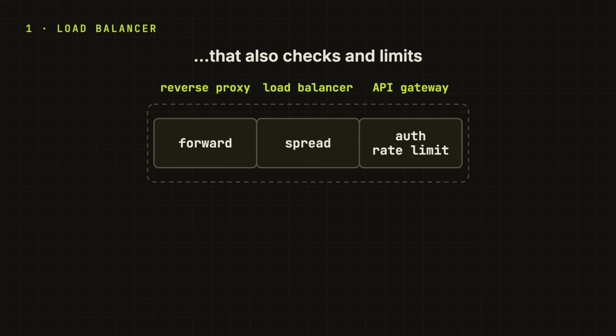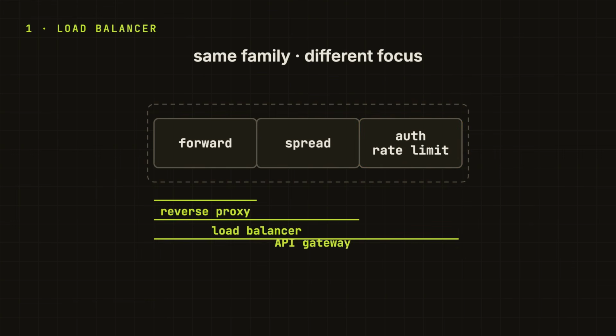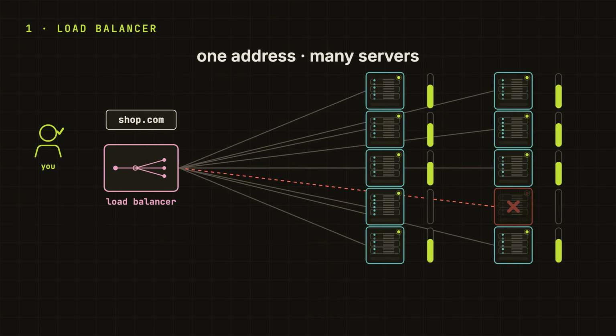And an API gateway, which we will meet later, adds smart features like authentication and rate limiting for many services. Same family, different focus. So, in our store, the load balancer is a single address that the world talks to, quietly spreading every request across our fleet of servers and skipping any that die. But this creates a subtle new problem.